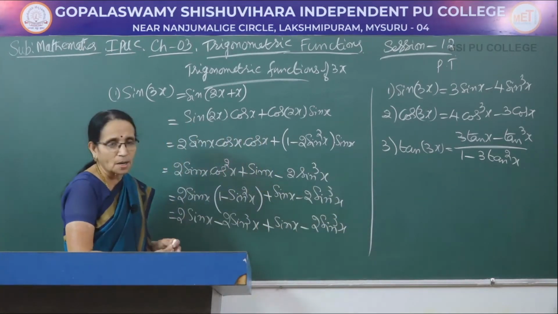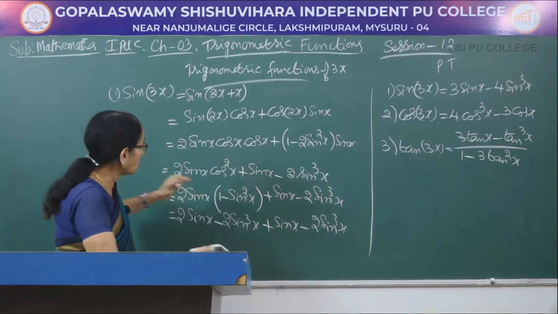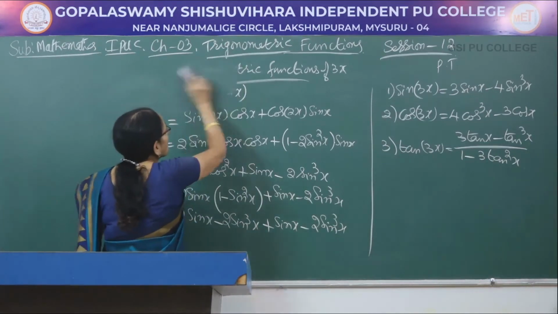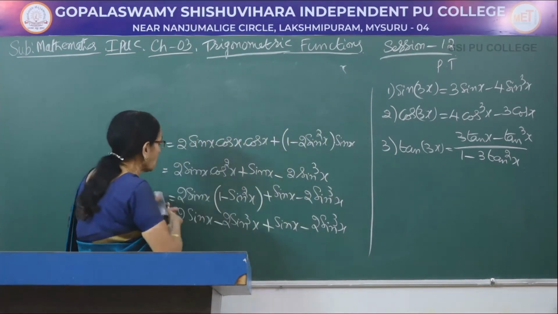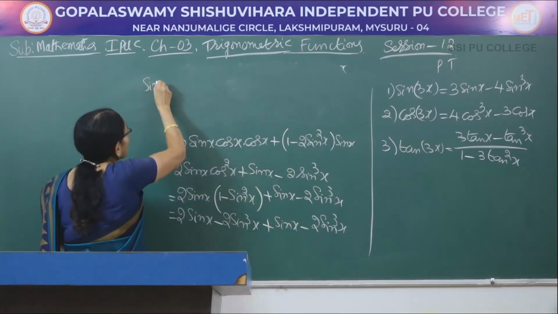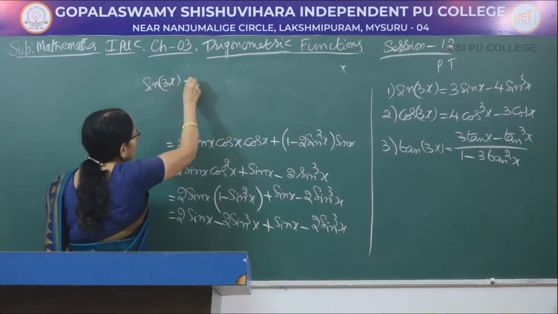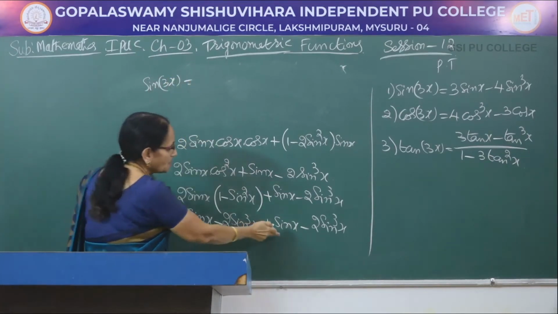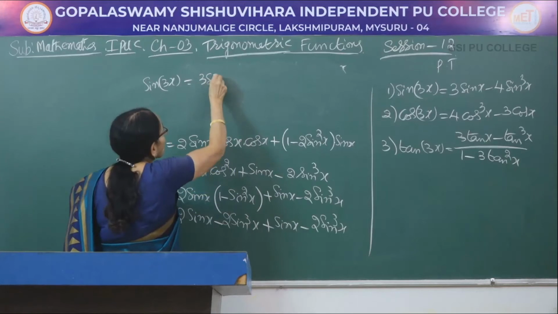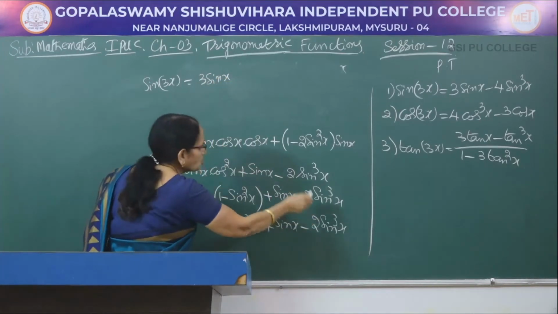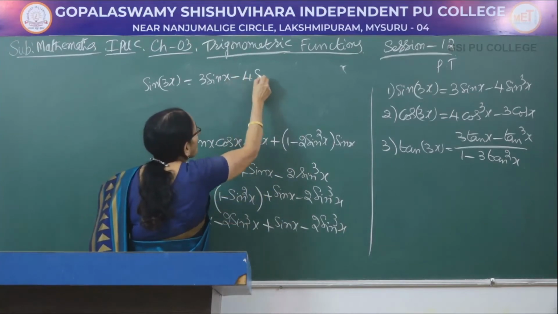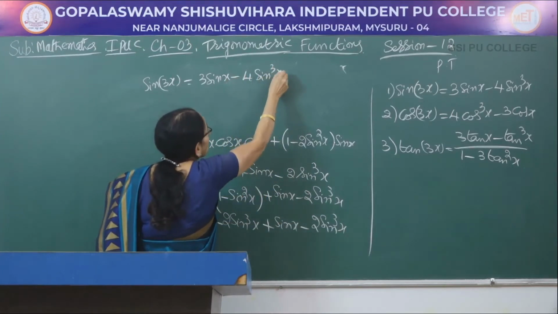So we have got here everything in terms of sin only. So what is the next step? That we have to add all of them, that is adding the same like terms. I can say 2 sin x plus 1 sin x becomes 3 times sin x, minus 2 sin cube minus 2 sin cube becomes minus 4 times sin cube x.